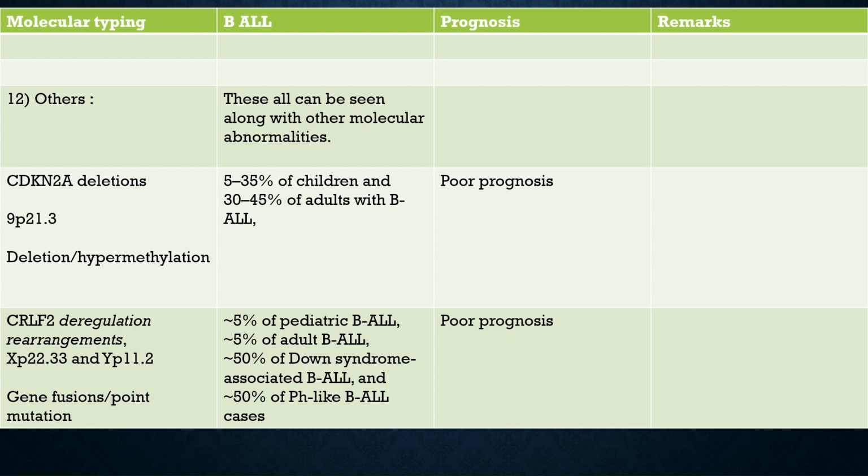Second is CRLF2 deregulation rearrangement. The location is Xp22.33 and Yp11.2. The abnormality includes gene fusion or point mutation. It is seen in 5% of pediatric BALL, 5% of adult BALL, 50% of Down syndrome associated BALL and 50% of PH-like, Philadelphia-like BALL cases. It has a poor prognosis.